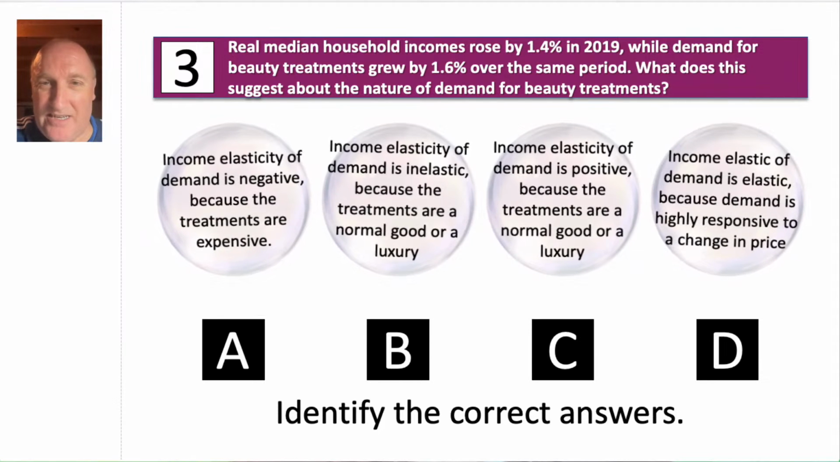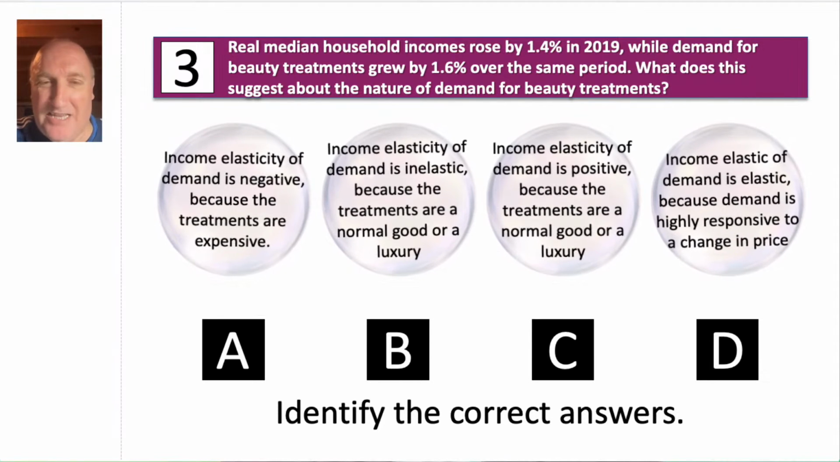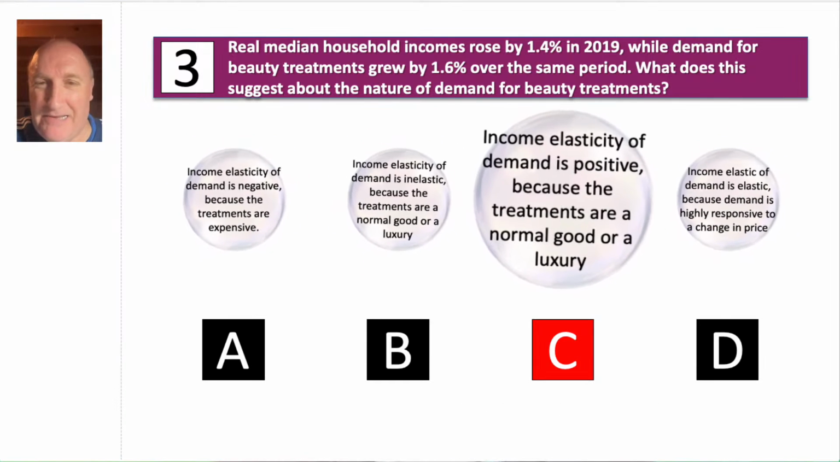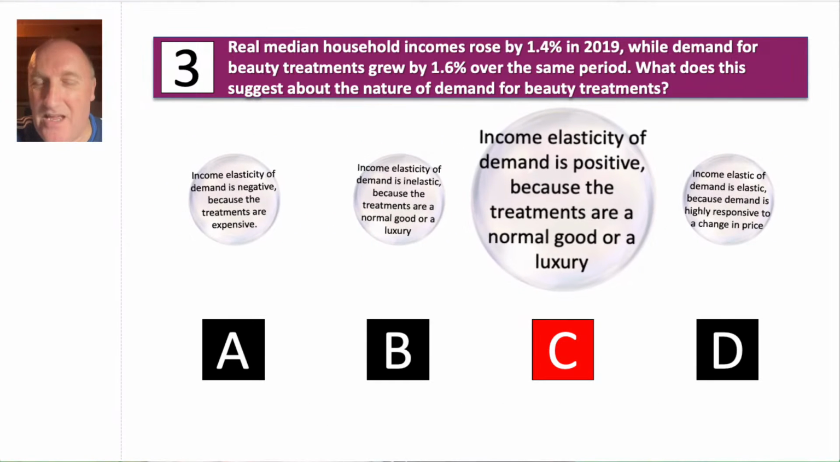Keras has gone for C and D. Joshua thinks C and D. Let's see what the answer is. Correct answer here is C.